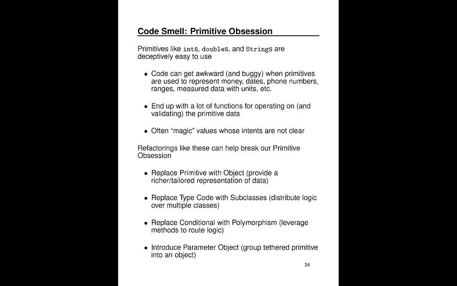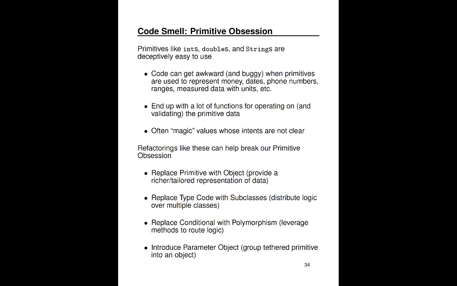Now, primitives in object-oriented languages are things like ints and doubles and strings. Technically strings are objects in Java, but they're primitive in that they're part of the API and they're pretty basic. These are very valuable, but they're deceptively easy to use. Just because you can use a primitive for something doesn't necessarily mean you should.